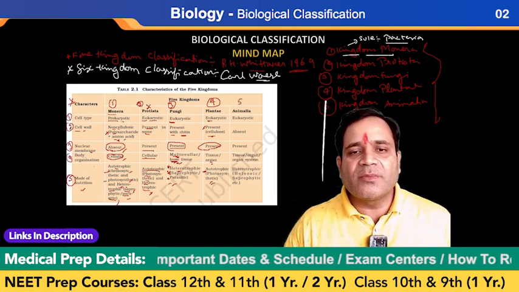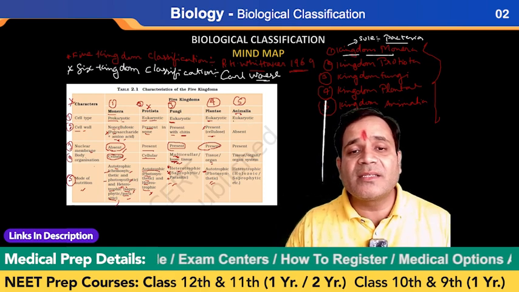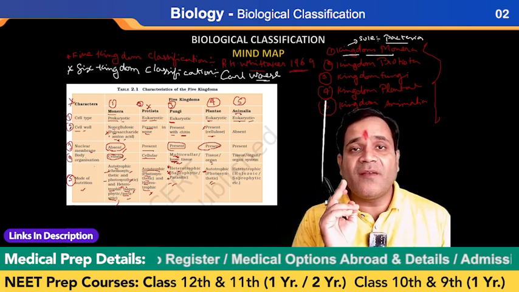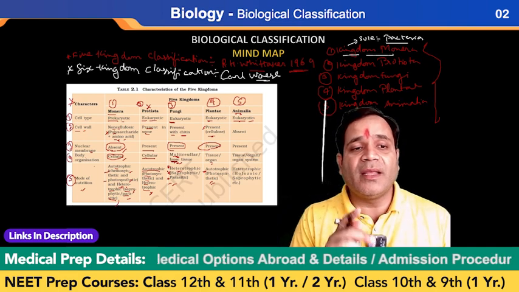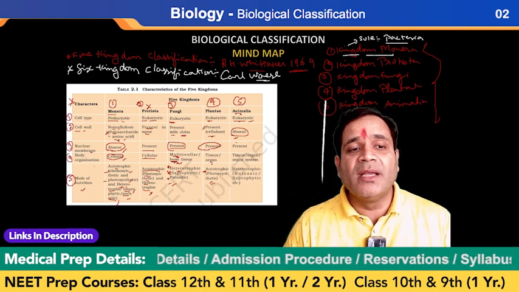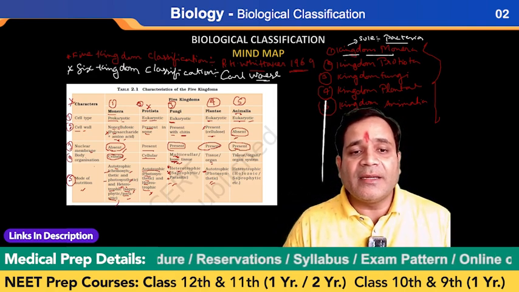Now the fifth one is what? Kingdom Animalia. So whenever I'm going to tell about the kingdom Animalia, here the cell type is what? Eukaryotic. It means they have well defined membrane bound organelles, my dear. And the cell wall is absent here. Now the nuclear membrane is present here in kingdom Animalia.